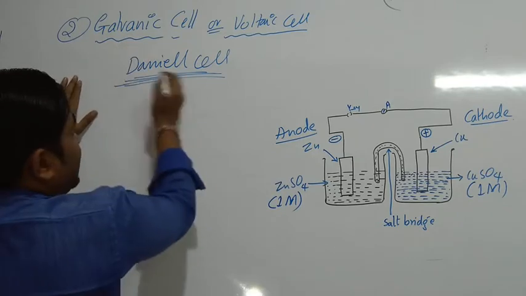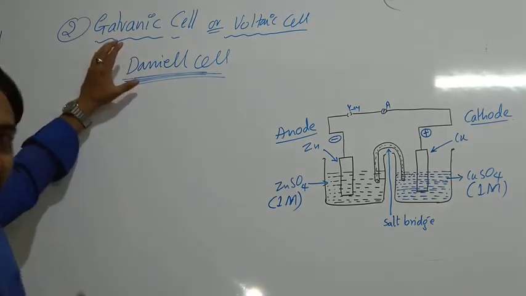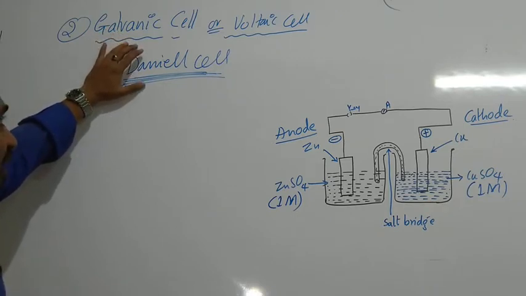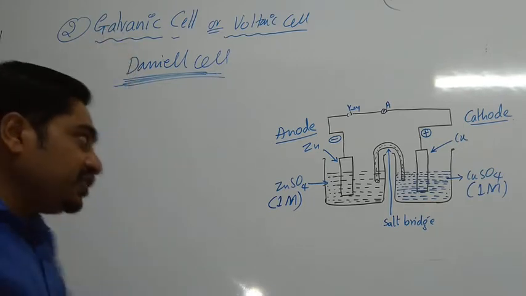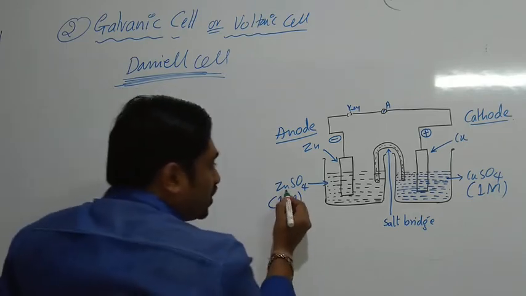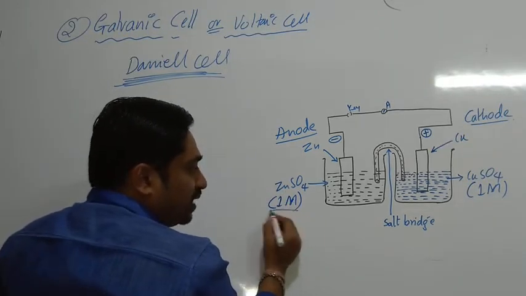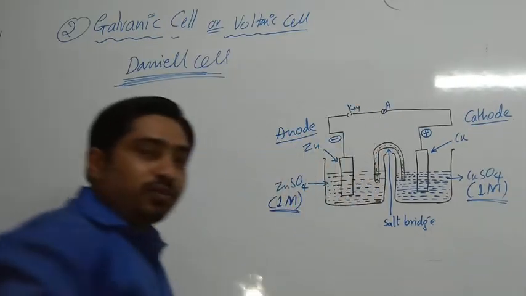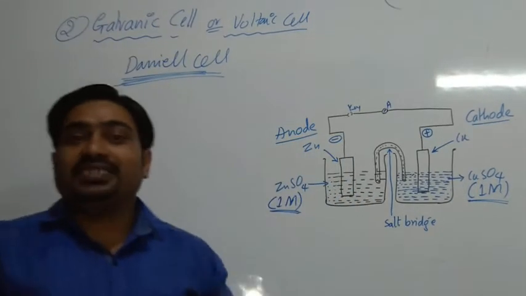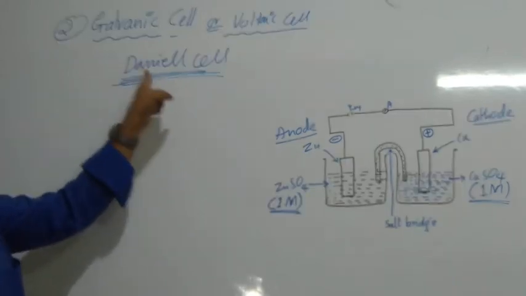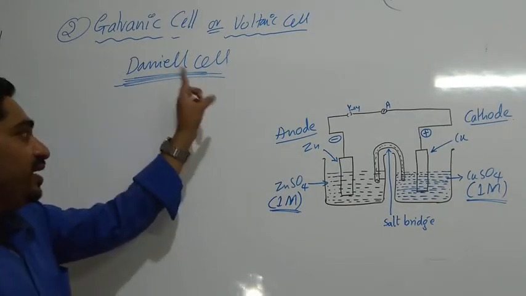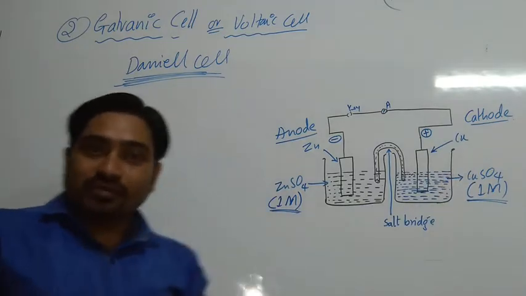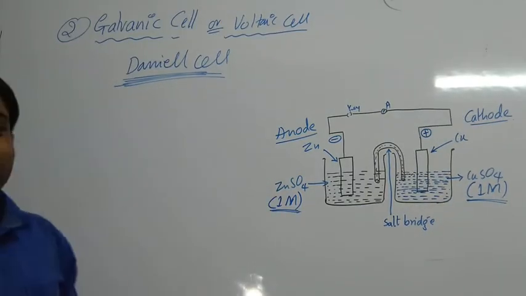The Daniell cell is the earliest example of galvanic cell. If a cell is said to be Daniell cell, there is a condition. That condition is none other than the concentration of zinc ion solution must be 1 molar and the concentration of copper ion solution must be 1 molar. The galvanic cell in which the concentration of electrolytes is equal to unity, or 1 molar, is called Daniell cell.